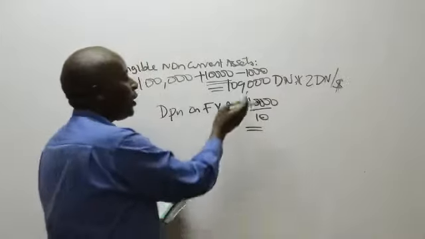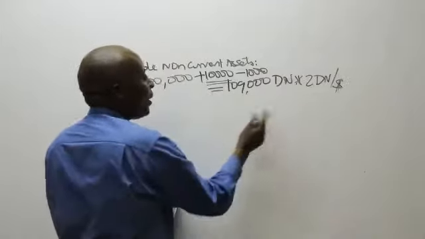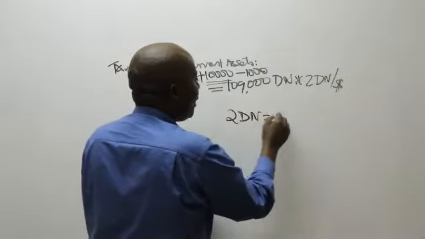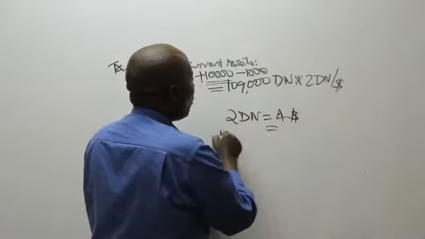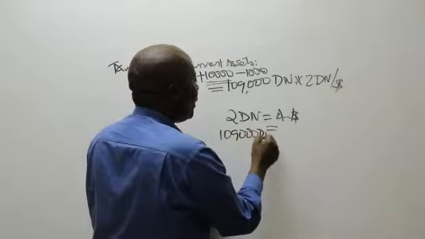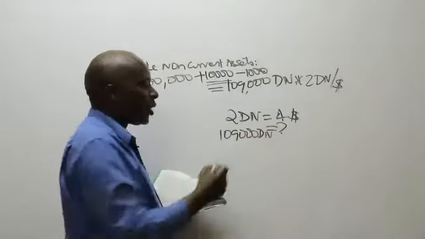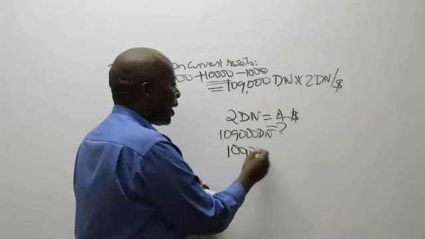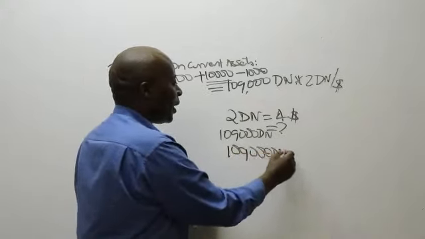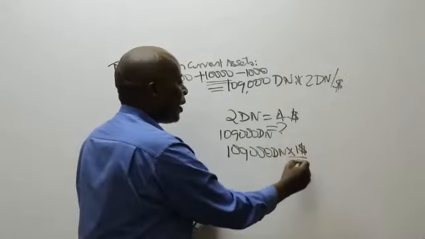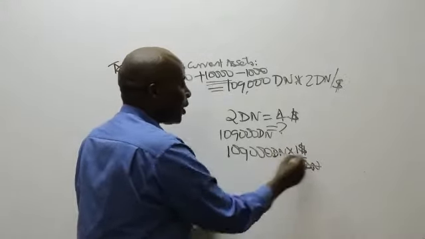Alternatively, you could do this in your mother tongue. First of all, say 2 dn equals $1. How about 109,000 dn's? So when you cross multiply, it'll be 109,000 dn times $1 divided by 2 dn's. So now the dn's will cancel out.